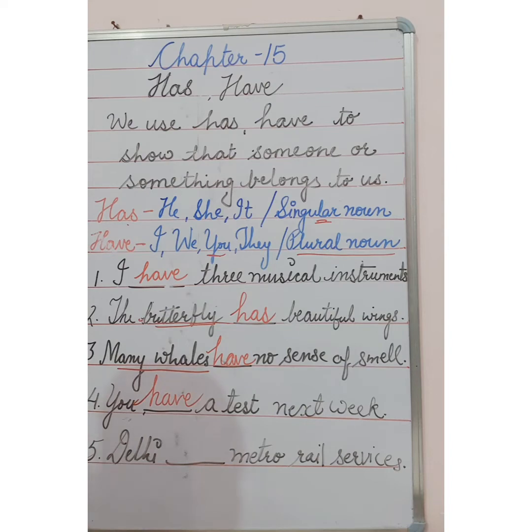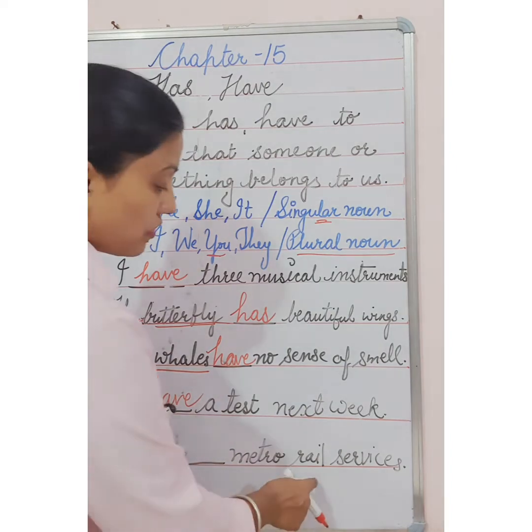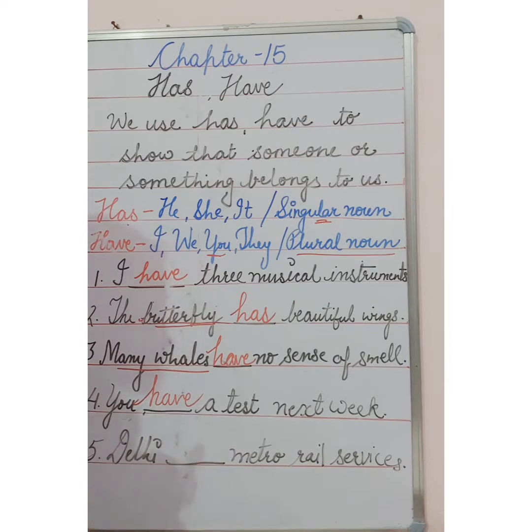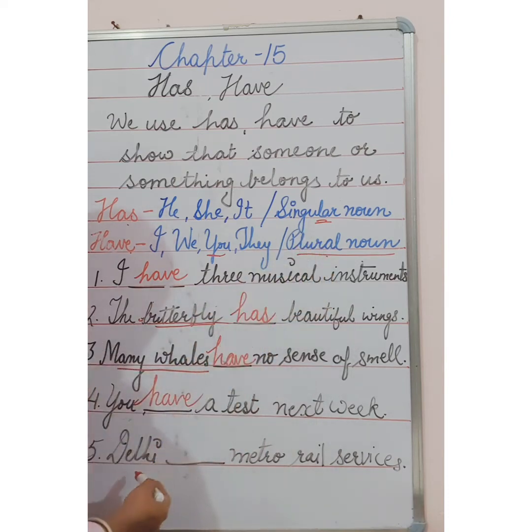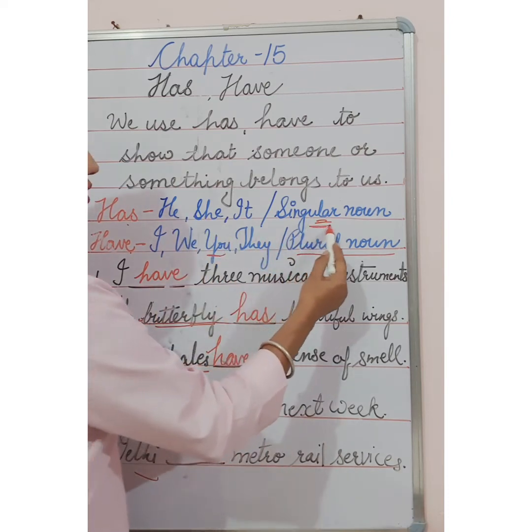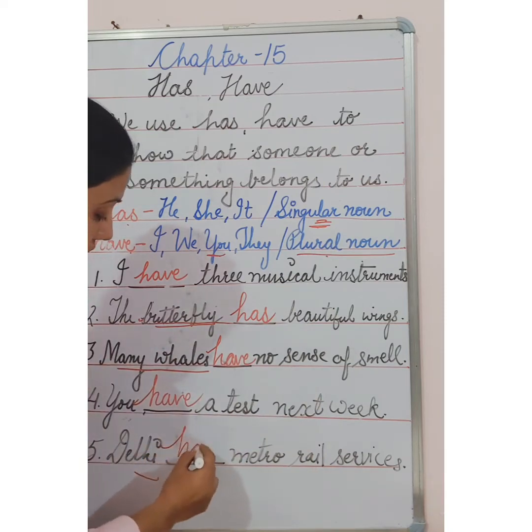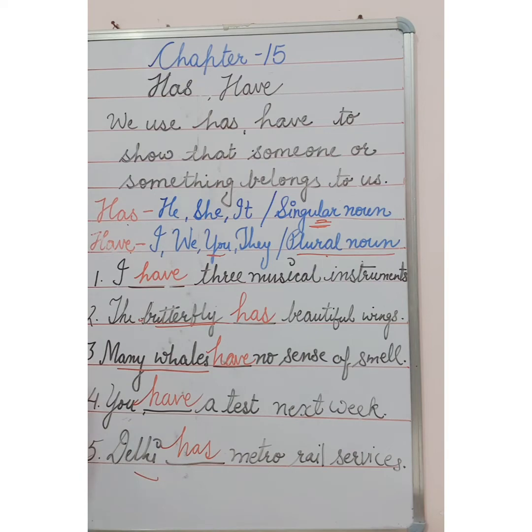Okay. Next, Delhi dash metro rail service. So we are talking about Delhi. Delhi is the name of one city. So what will you use here? We will use have. No. Have we use with plural? So we are talking about Delhi, one city, a singular city. So here we will use has. Delhi has metro rail services. If it is given Delhi and Chandigarh, it means we are talking about 2 cities, then you will write have. But we are talking about one city, Delhi, so we will use has here.